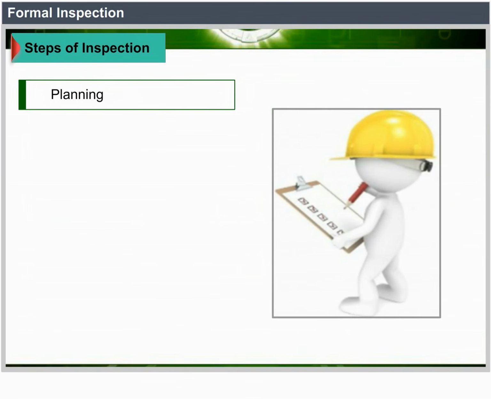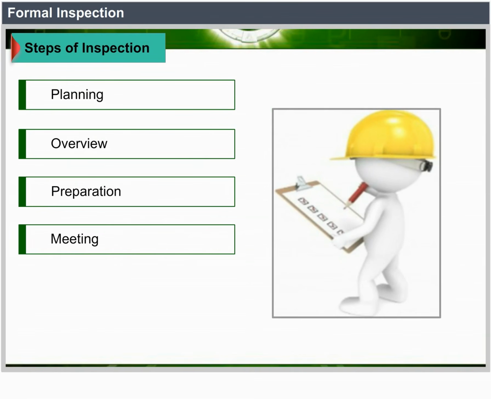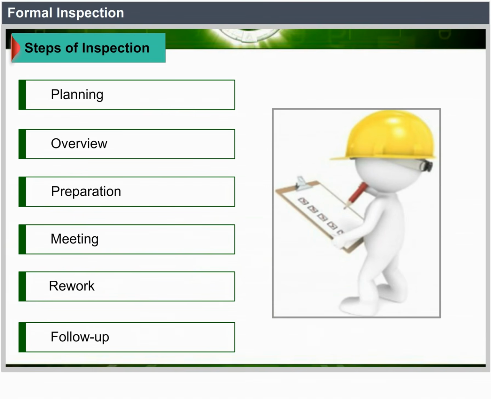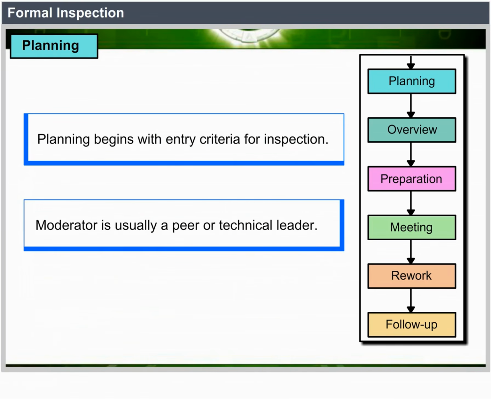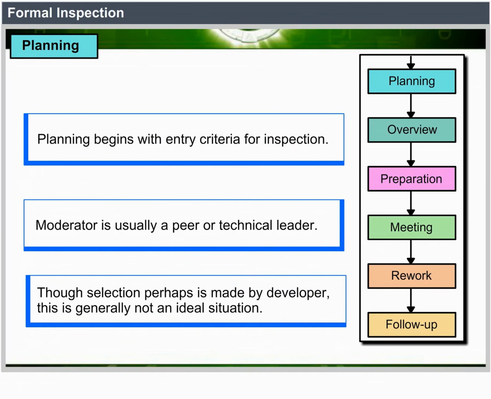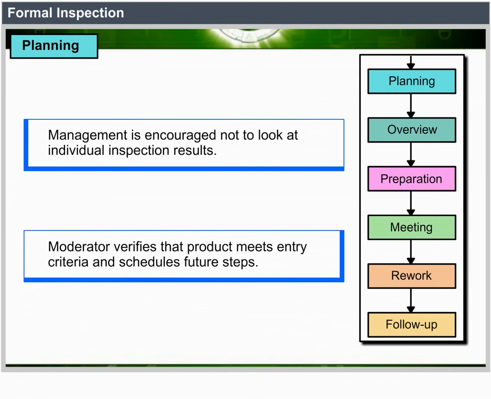Steps of inspection: planning, overview, preparation, meeting, rework, follow-up. Planning. Planning begins with entry criteria for inspection. The moderator is usually a peer or technical leader. Selection may be made by the developer, but this is generally not an ideal situation. Management is encouraged not to look at individual inspection results. The moderator verifies that the product meets entry criteria and schedules future steps.